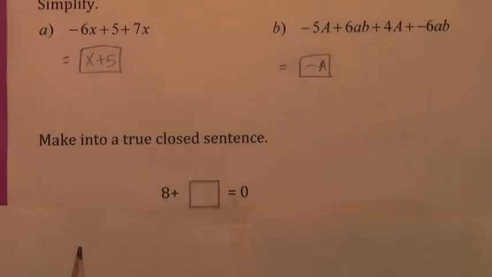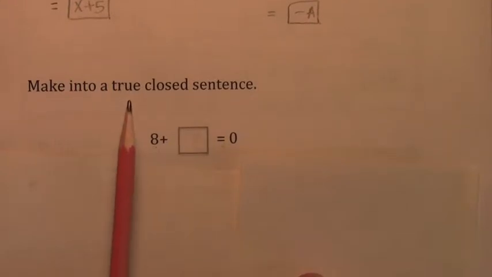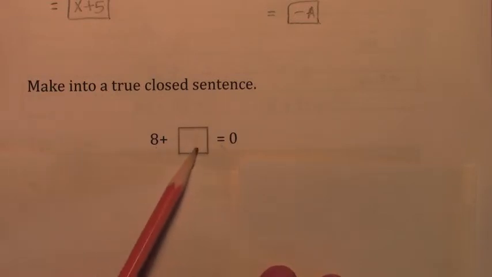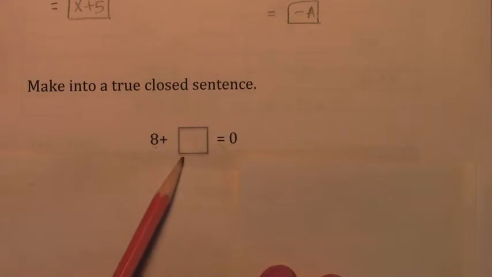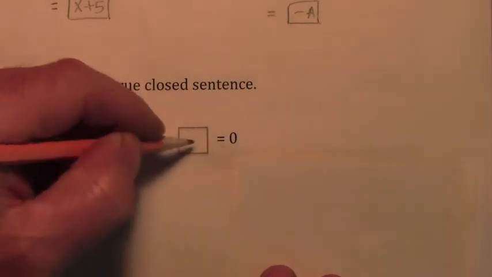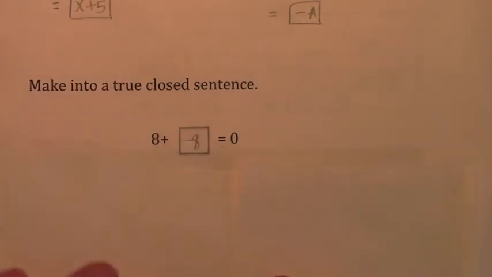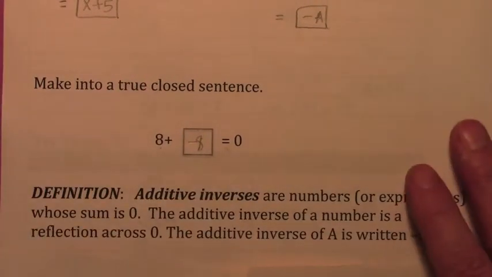Okay, how about this one? Remember this? This goes way back to problem set 1. This is an open sentence because, well, it's a sentence because it has an equal sign. It's open because it's neither true nor false. What do you add to 8 to get 0? What number do you add to 8 so it equals 0? The answer is negative 8. Now, that's the concept of additive inverses.